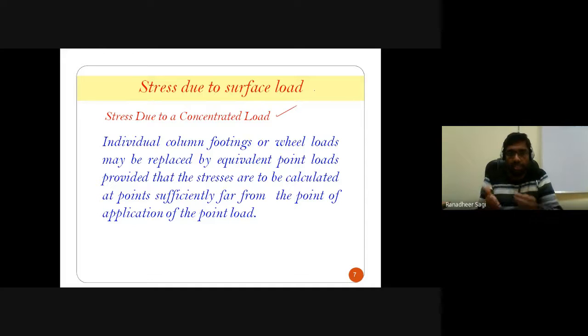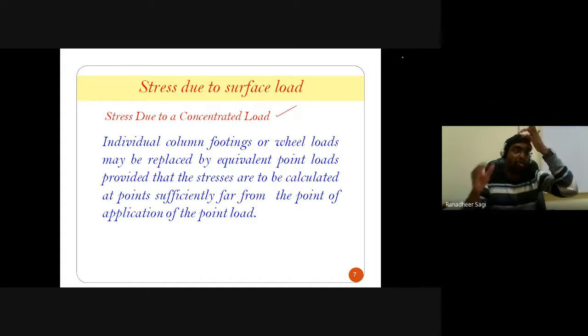From the foundation, the load gets spread over the area of the soil with which your foundation is in contact. Let's say this is my foundation, and this foundation is resting on the soil strata like this. Load is coming onto the foundation from the column, and it has to be distributed onto the soil strata. Where does it get distributed? On that contact area between your soil and the bottom of the foundation.